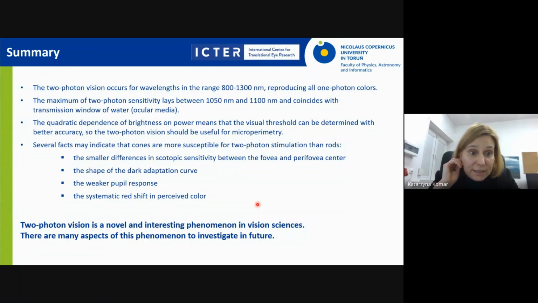And several facts might indicate that cones are more susceptible to 2-photon stimulation than rods: the smaller difference in scotopic sensitivity between the fovea and perifovea center, the shape of the dark adaptation curve, the weaker pupil response, and also this systematic redshift in perceived color could be explained by the difference in levels of stimulation of different kinds of photoreceptors. So two-photon vision is a novel and interesting phenomenon in vision sciences, and there are many aspects, as you can see, of this phenomenon to investigate in future.